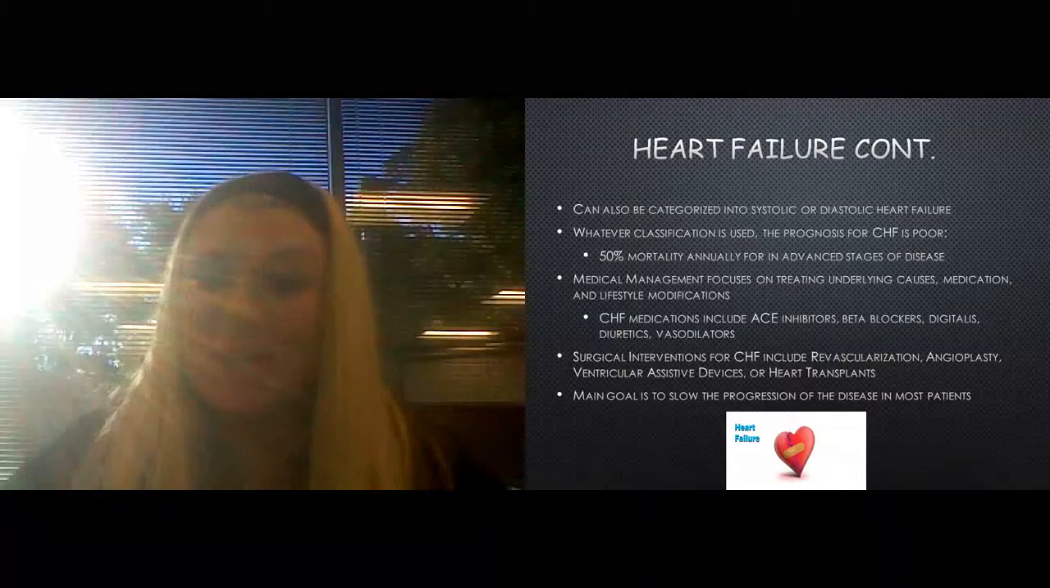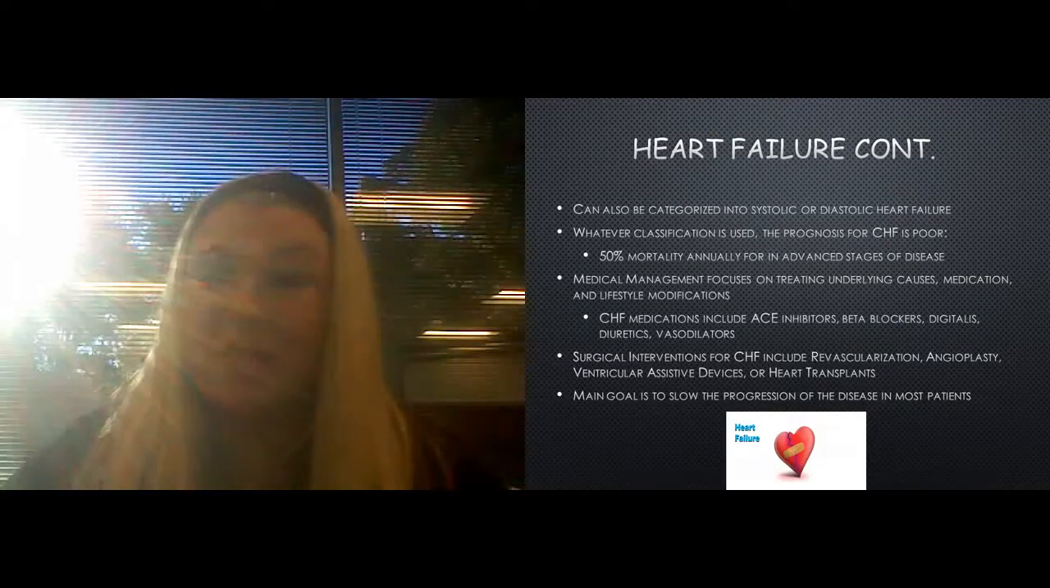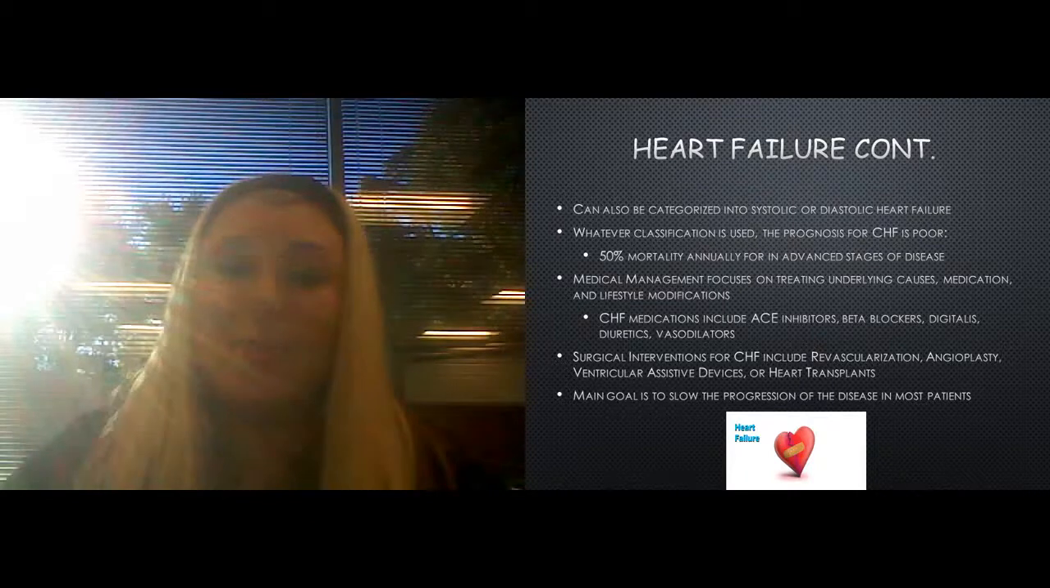Whatever classification is used to classify heart failures, the prognosis is poor. There is a 50% mortality rate annually for people in advanced stages of this disease. Medical management focuses on treating underlying causes, medication, and lifestyle modifications.